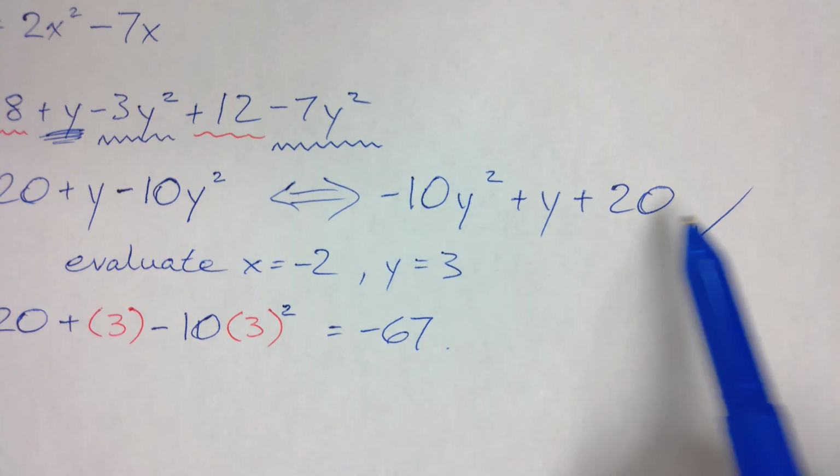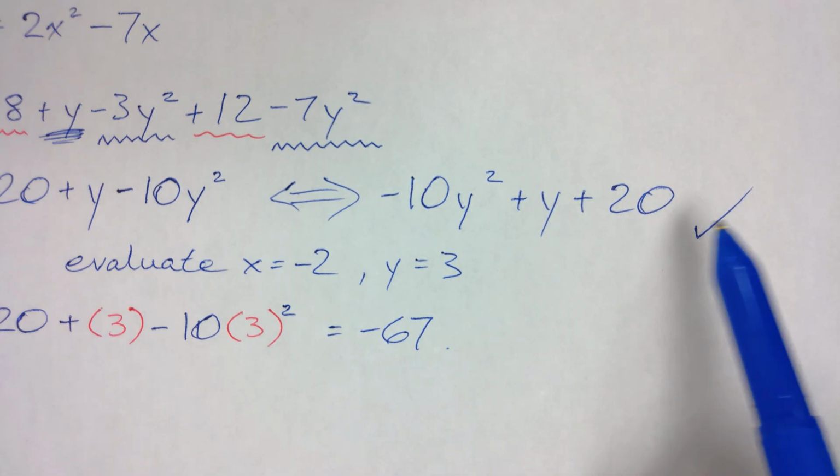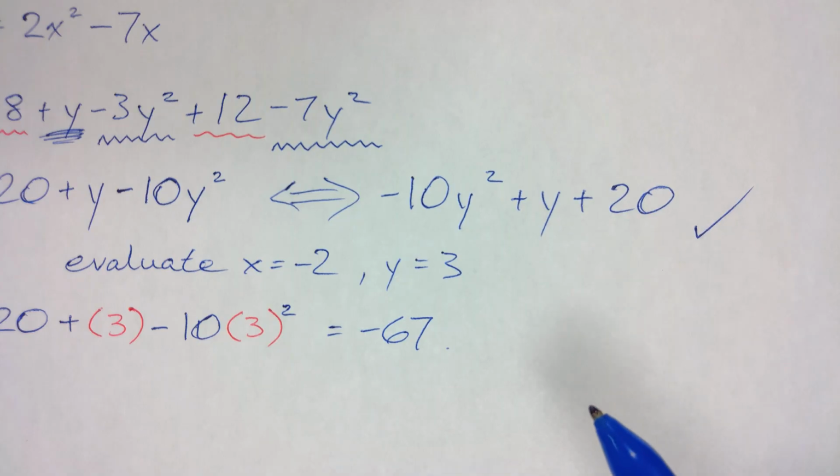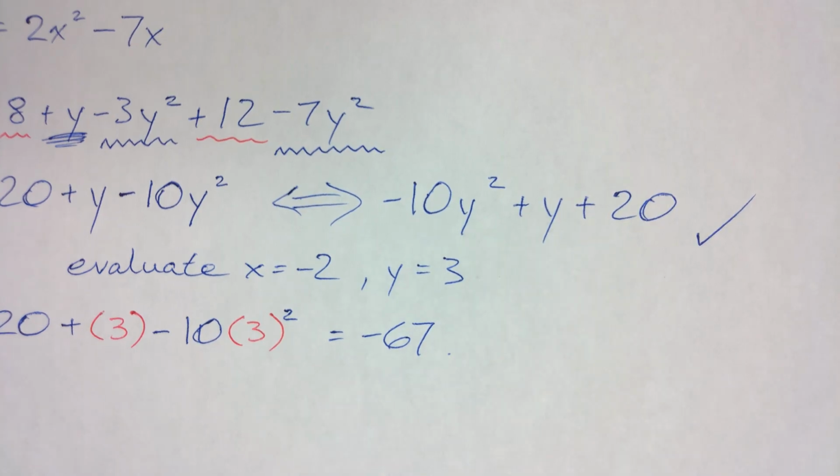Degree of this polynomial? Vincent? 2. What do we call this polynomial? Louis? 3 terms? Trinomials. Right. Tricycle, 3 wheels. Bicycle, 2 wheels. Okay. So yes, trinomial.